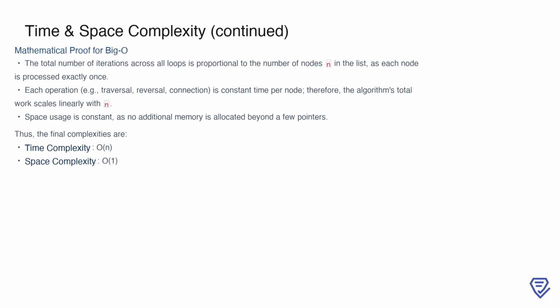Finally, let's validate the time complexity mathematically. The total number of iterations across all loops is proportional to the number of nodes, n, since each node is processed exactly once. Each operation, whether it's a traversal, reversal, or connection, is constant time per node. This means the total work done scales linearly with the number of nodes, confirming the time complexity is O(n). For space complexity, the algorithm uses only a few pointers without allocating additional memory, which ensures constant space usage, or O(1). In conclusion, both the time and space complexities of this algorithm are optimal, making it highly efficient for the problem at hand.